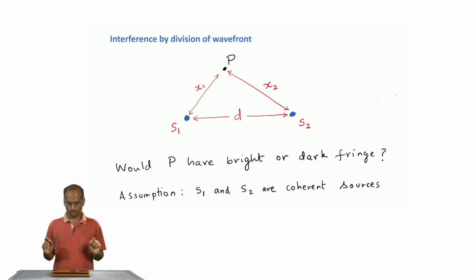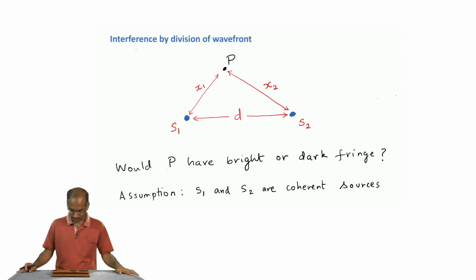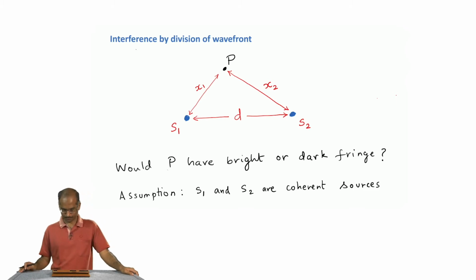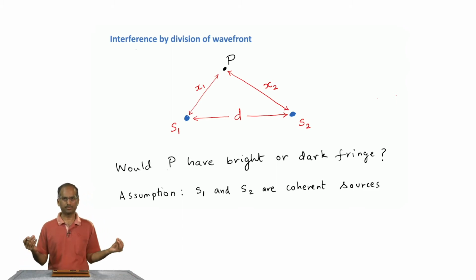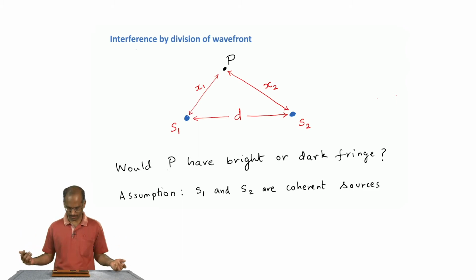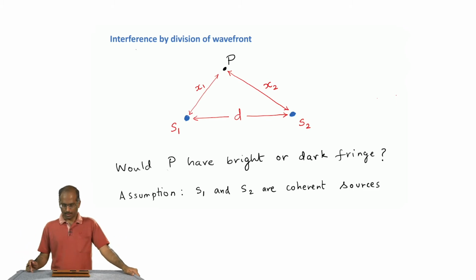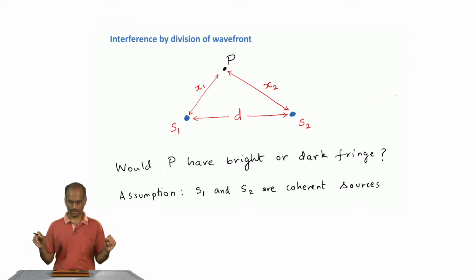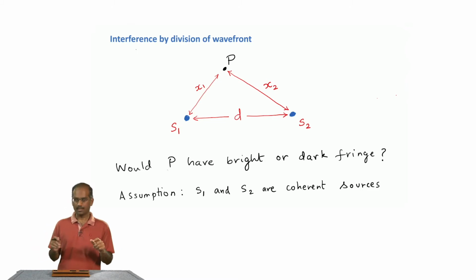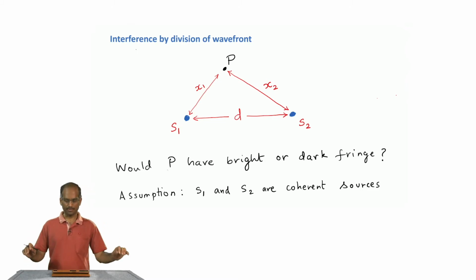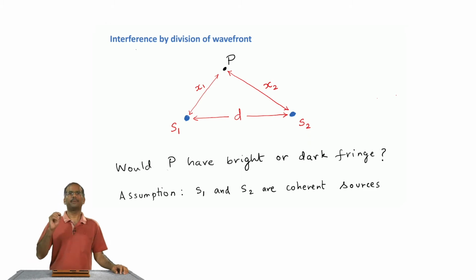So, here I have two sources S1 and S2. You can take them to be point sources, and you can also assume that they are going to emit light in all directions if you like. Now, the question is the following. If I have these two sources S1 and S2, they are monochromatic, they are coherent sources, and they are separated by a distance d between them. Now, I take some arbitrary point P which is shown here. What would I see at P?